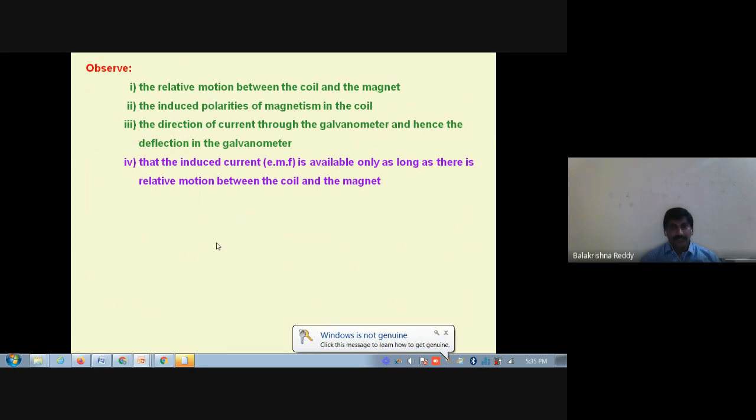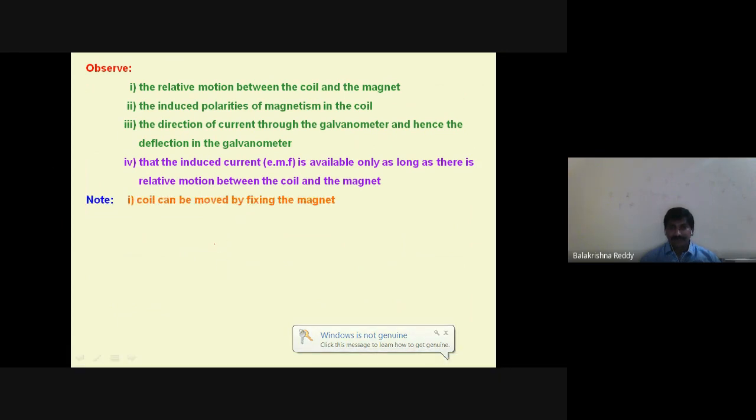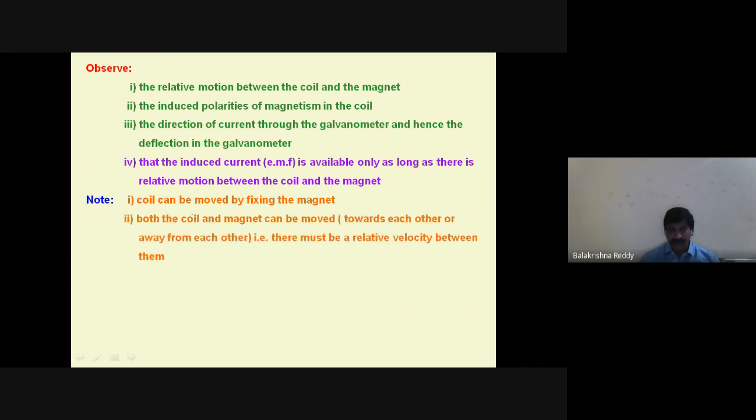So, that we found. An important point: the coil can be moved while fixing the magnet. In the experimentation we have seen only the magnet being moved, but that's not required. The magnet can be moved, the coil also can be in motion, or both the coil and magnet can be moved, but there must be some relative motion or relative velocity between the coil and magnet. That way, inducing of EMF or current takes place.